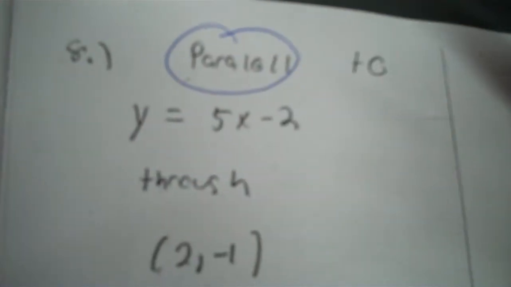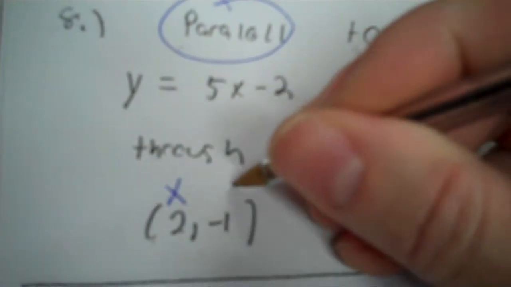Okay, we need to write a y equals mx plus b equation that is parallel to y equals 5x minus 2, and my line also has to be when x is 2, y is negative 1. So y equals mx plus b.